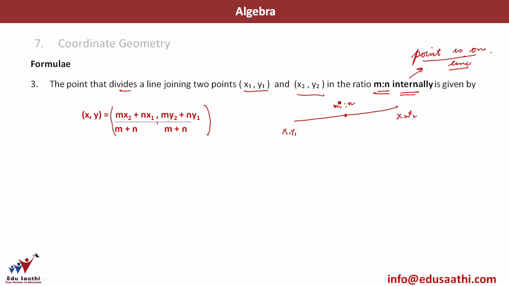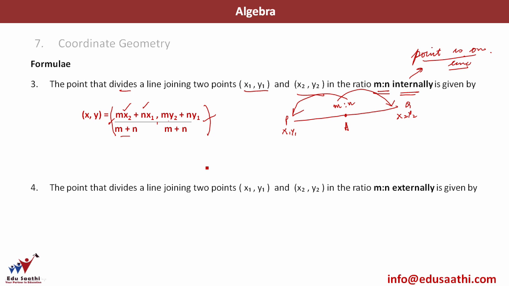An easier way to remember is m will be multiplied here, n will be multiplied here. So the formula that you will get will be mx2 plus nx1 divided by m plus n. It's a kind of weighted average that you are taking. The second will be my2 plus ny1 over m plus n. Again, the weighted averages of the x coordinates and y coordinates are what we take to find the coordinates of a point dividing the line PQ in the ratio m:n.